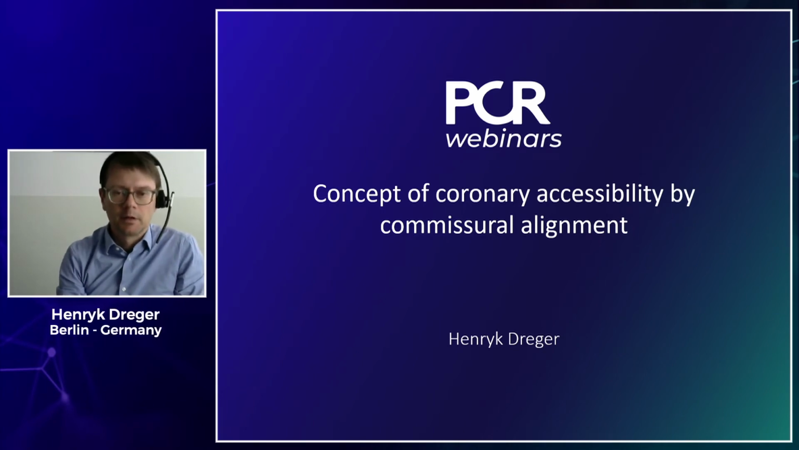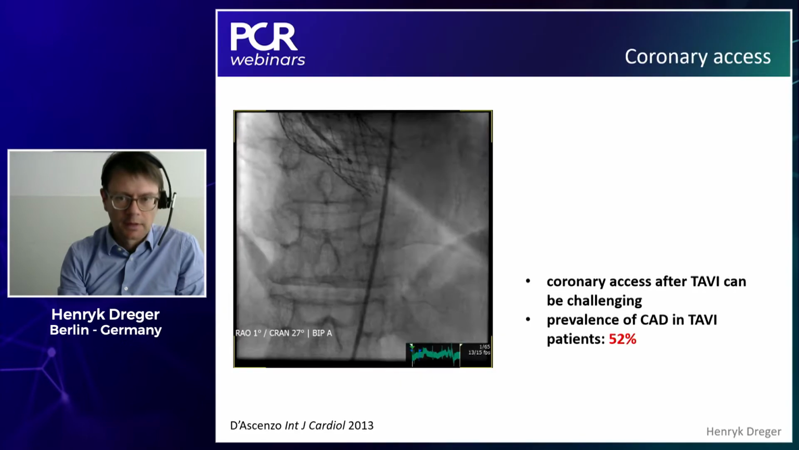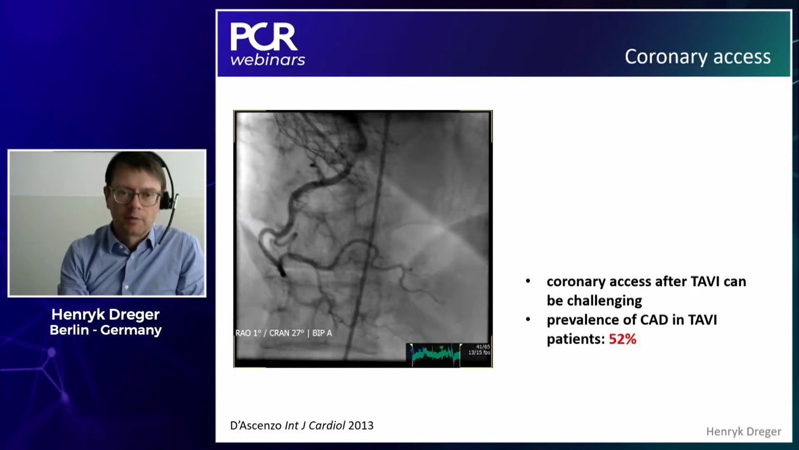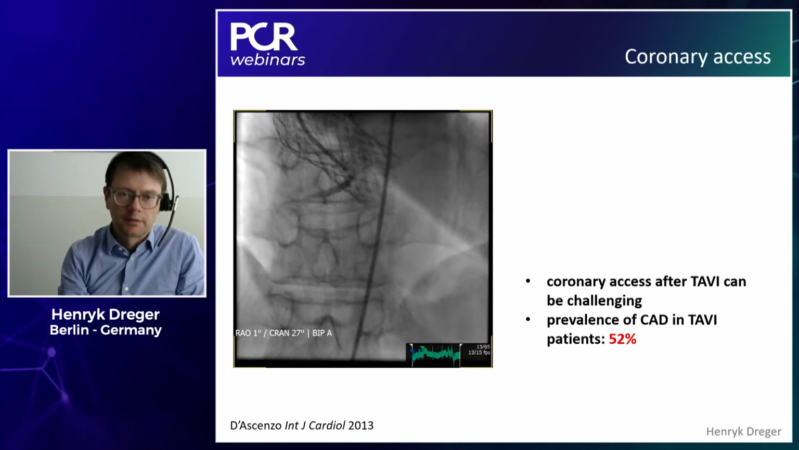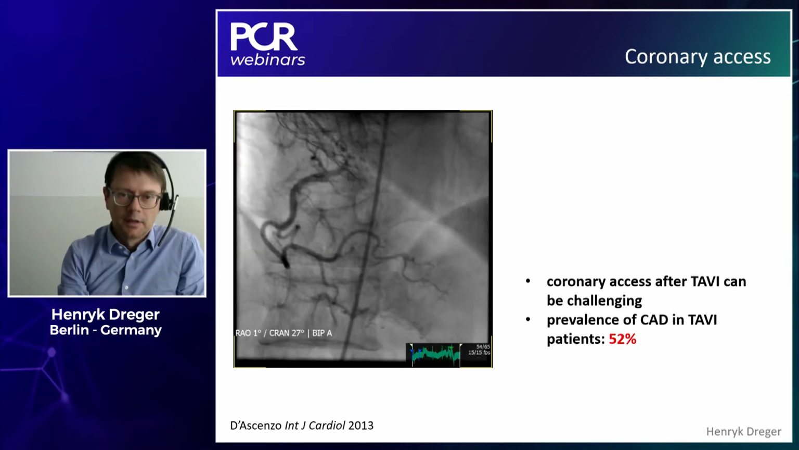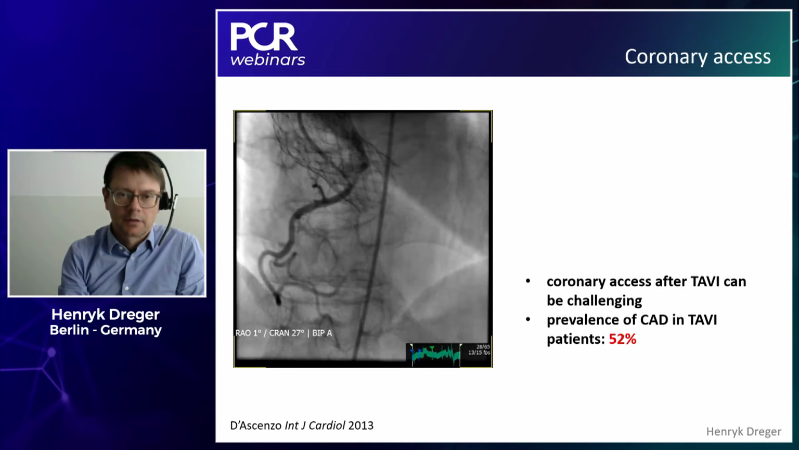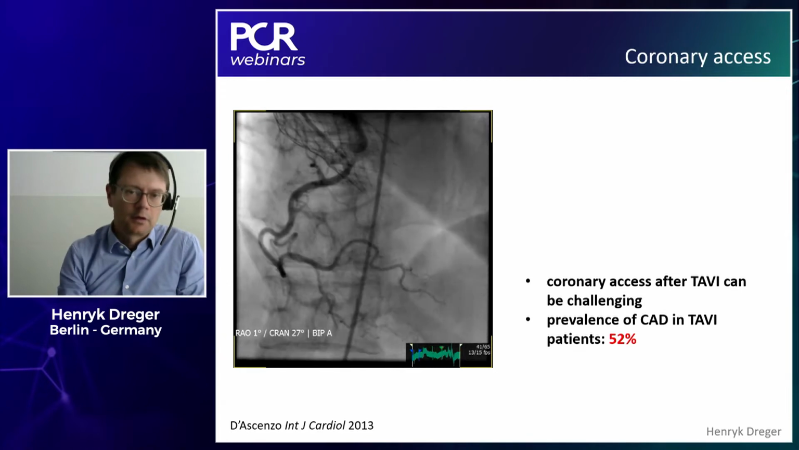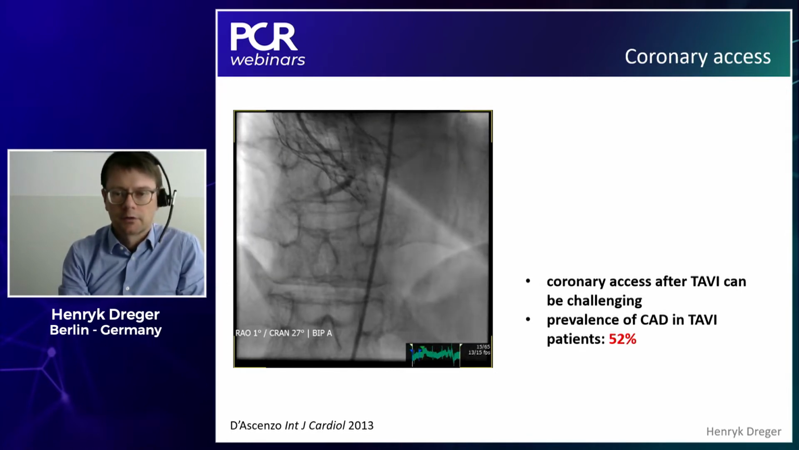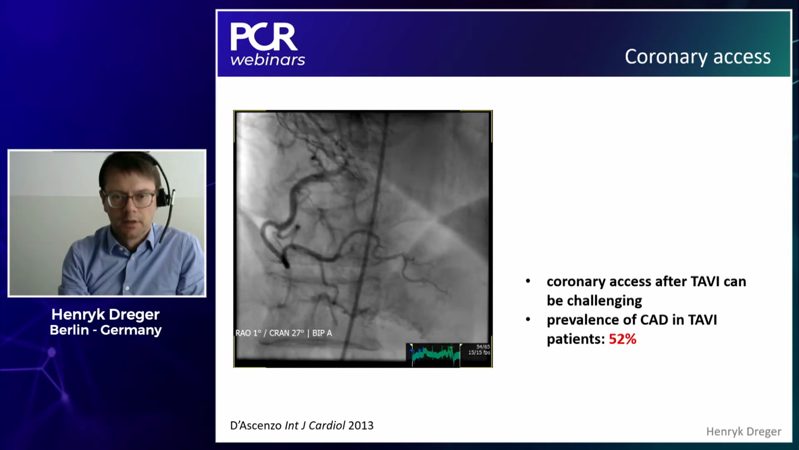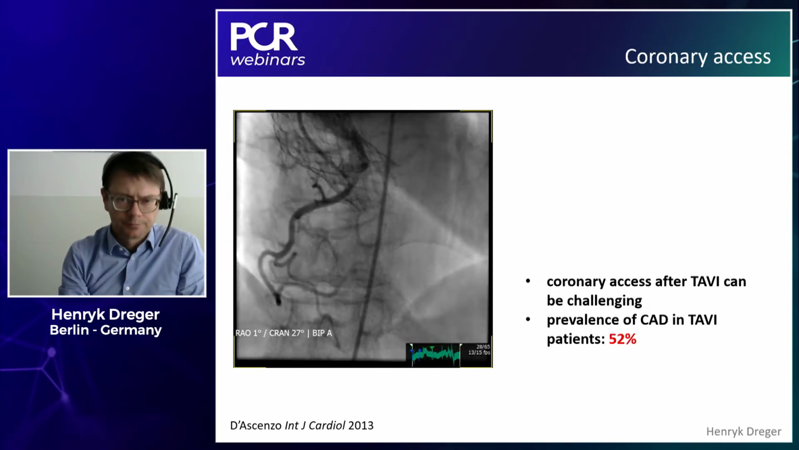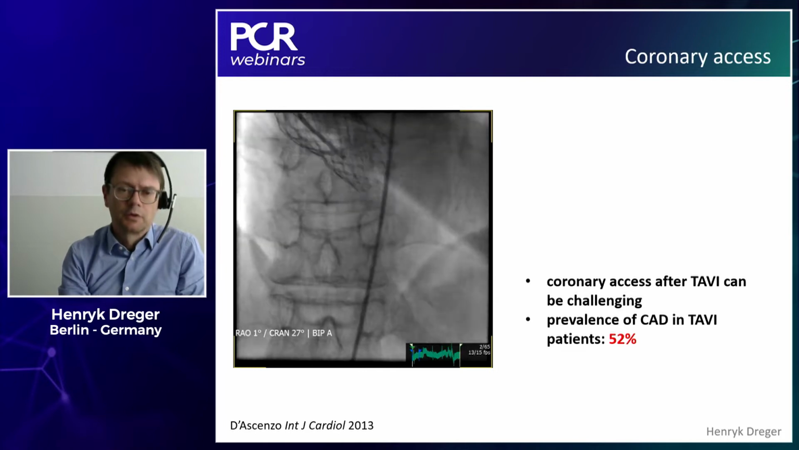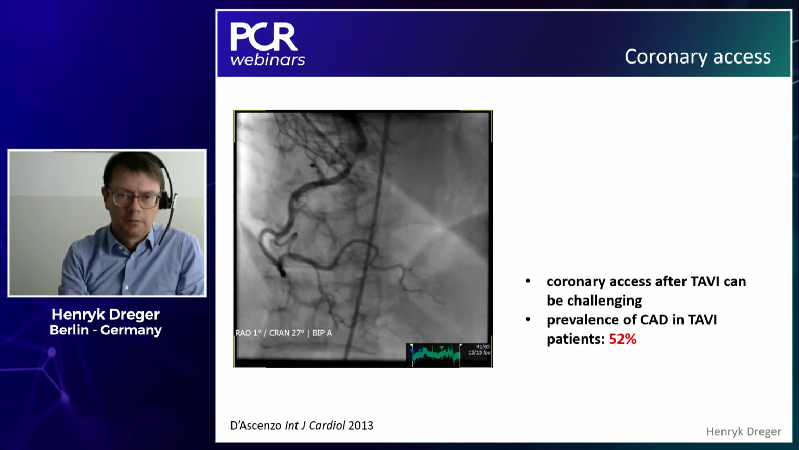It's been my pleasure to be invited here to give a few introductory slides about the concept of coronary accessibility by commissural alignment. As TAVI operators, we've all had the same experience over the last years that doing a coronary angiogram in a patient after TAVR can be a little bit of a challenge sometimes. And this is an important issue because, according to our experience but also according to registry data, the prevalence of coronary artery disease in TAVR patients is about 50%. So it's a relevant issue that we should be able to do a coronary angiogram even after TAVI.